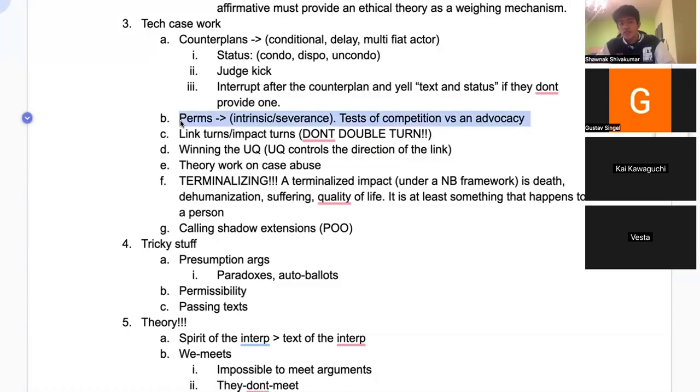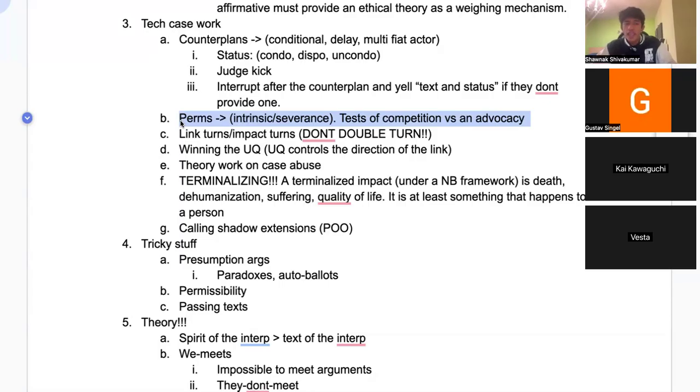If the CP is mutually exclusive, then you can perm it. If the CP is part of the affirmative, for example, the topic is the US should send military aid to Pakistan, and the AF says we're going to send $20 billion of aid, and the neg says no, we're only going to send $10 billion of aid because that's our CP.